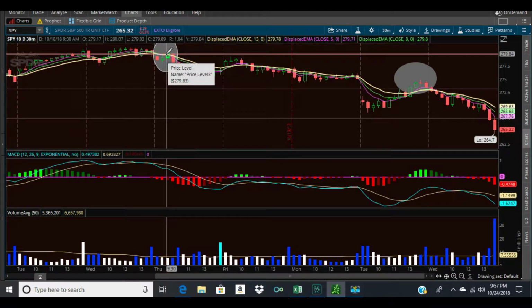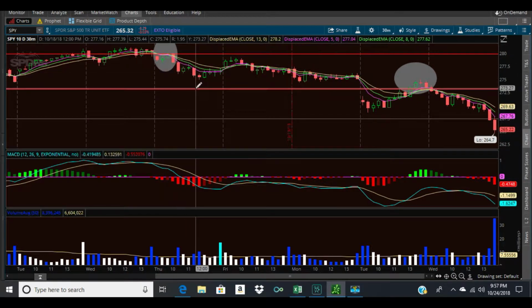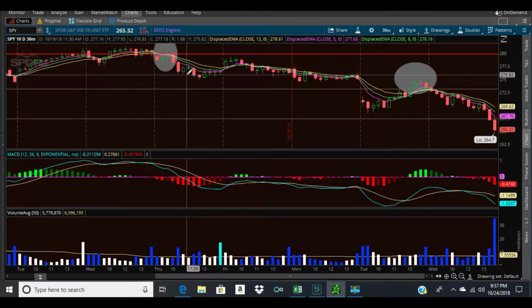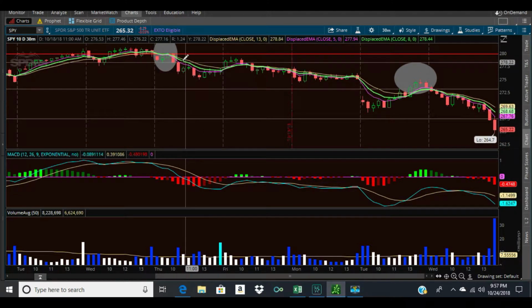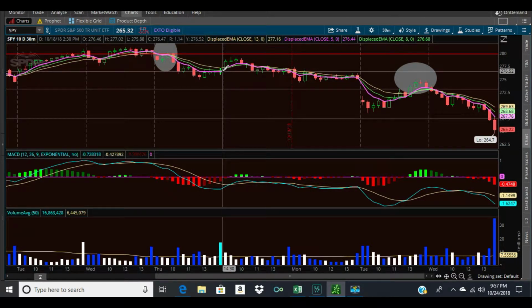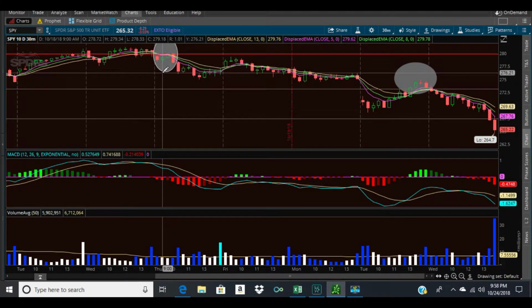That was a 280 short. Lows of the day at around 275. So a 5-point pullback in the SPY is very big. That was one trade where you literally could have been short the entire day as the downtrend persisted throughout the session and into the close. That was a great opportunity there.